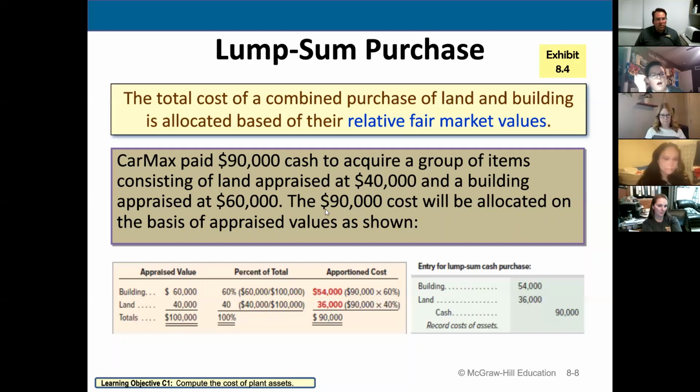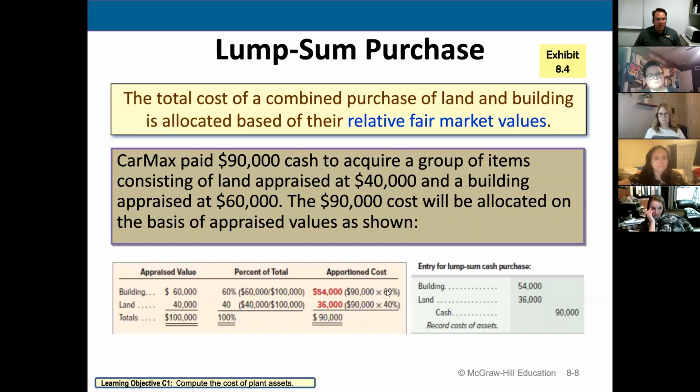So you can see that our appraised value was actually $100,000. $40,000 for the land, $60,000 for the building. But we only paid $90,000 in cash. So it makes it difficult to know how to allocate it. And all we do is figure out the percentage of the appraised value that each item is. So if we spent a total of $100,000, then the land was 40% of that cost, and the building was 60% of that cost.